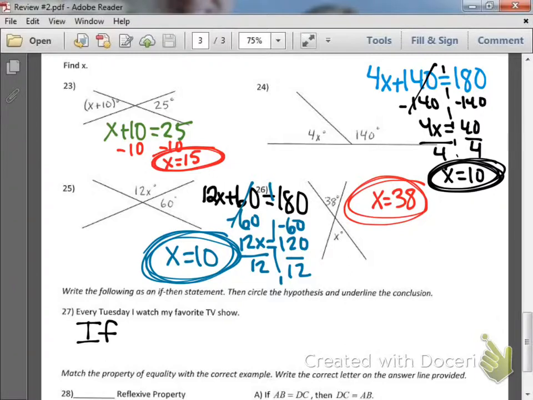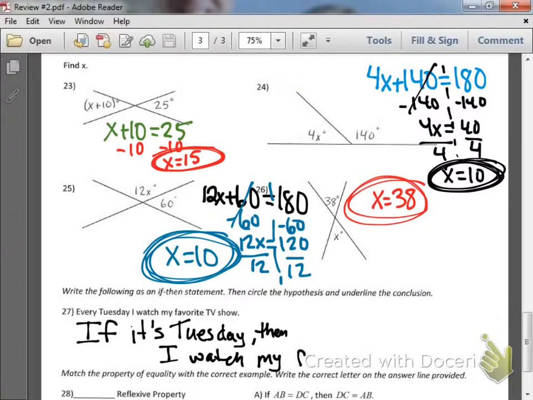So, like, I turn on my favorite TV show and the day of the week changes. Does that happen? No. What is locked in? The day of the week. You cannot change the days of the week, okay? So the day of the week is what has to happen first. So if it's Tuesday, good, then I watch my favorite TV show. Good.